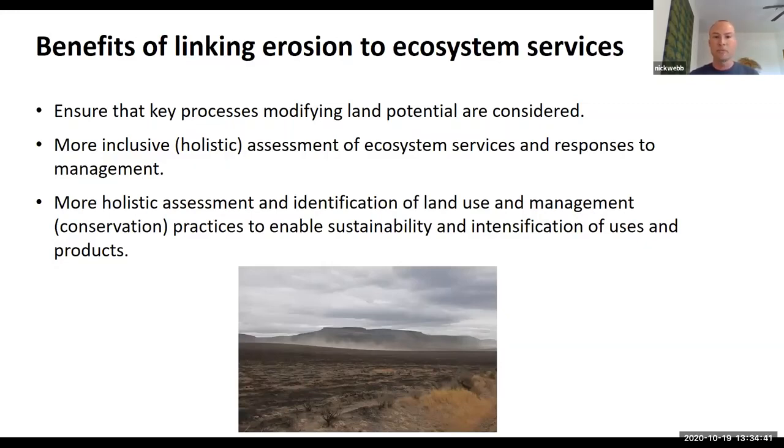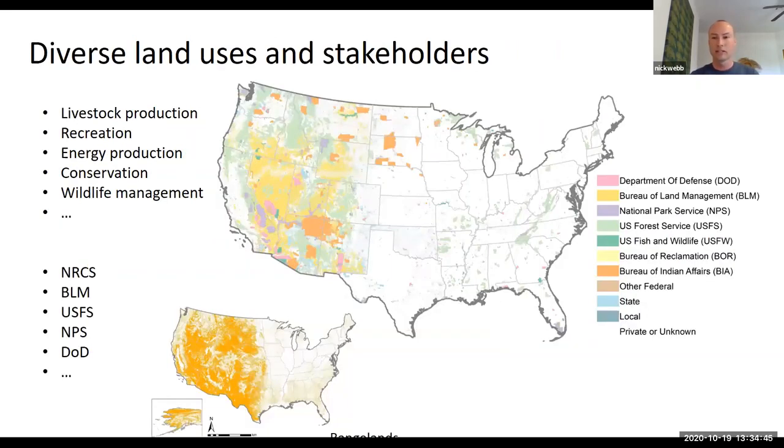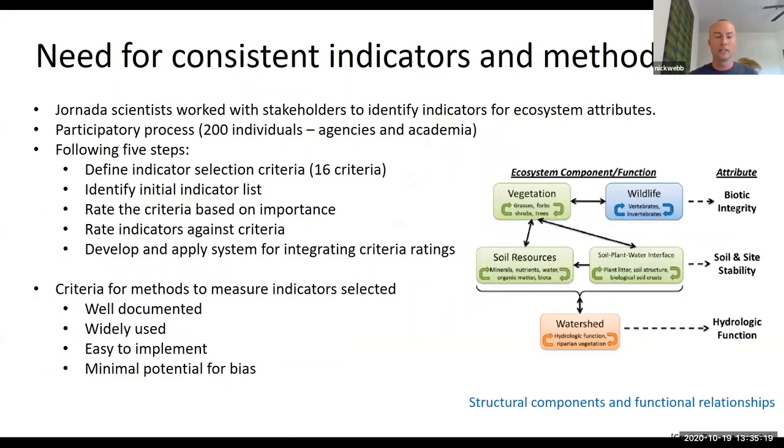So all of these benefits need to be considered in the context of we have really diverse land uses and stakeholders across the Western rangelands, and they're illustrated on the maps here. And livestock production by private ranchers really is dependent on public lands and lands that are administered or in which management is supported by various agencies, including the Bureau of Land Management and National Park Service, which actually have allotments within national parks supporting grazing. So in order to look at the status, condition and trend of our rangelands, these agencies and producers need consistent indicators and methods to measure and monitor those indicators.